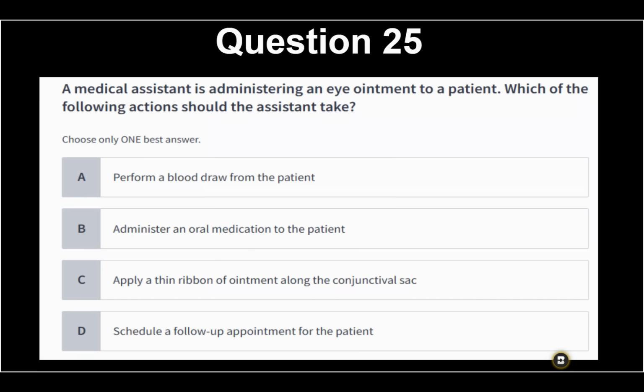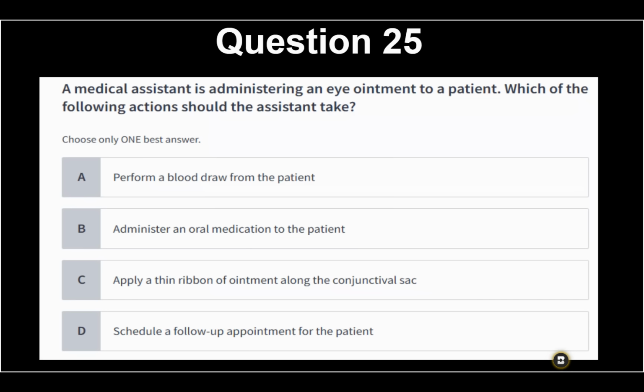If you said C, to apply a thin ribbon of ointment along the conjunctival sac, then you are correct. When administering eye ointment, the medical assistant should pull down the lower eyelid to create a conjunctival sac and then apply a thin ribbon of the ointment. This ensures the medication reaches the appropriate area for absorption.